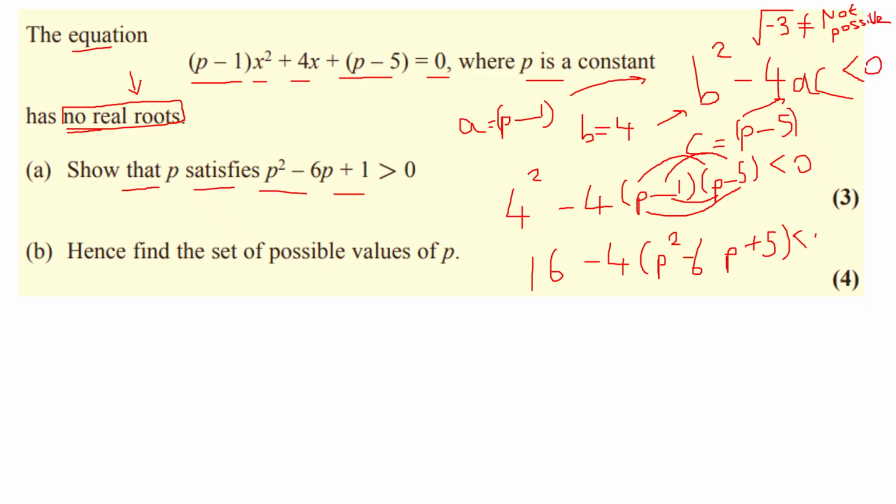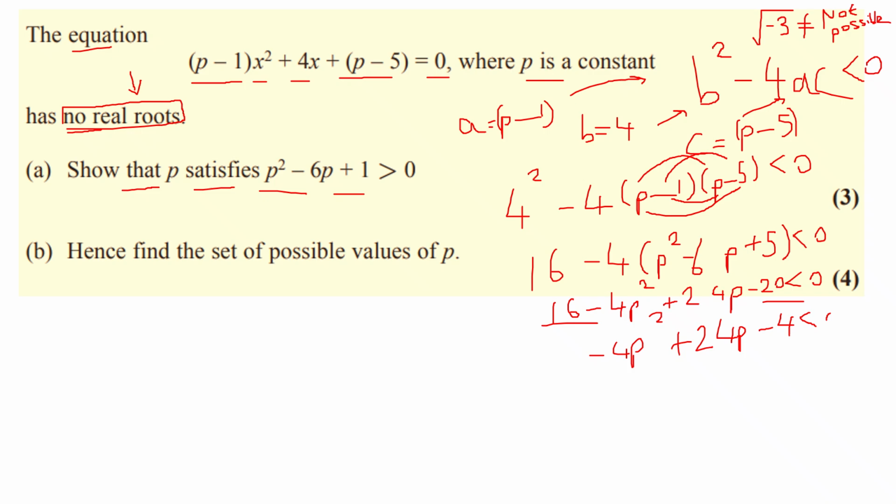Okay, less than 0. Expand that single bracket out, so we're going to have 16 - 4p² + 24p - 20 < 0. Rearrange this to have it as a quadratic: -4p² + 24p, then 16 - 20 makes -4, is less than 0.